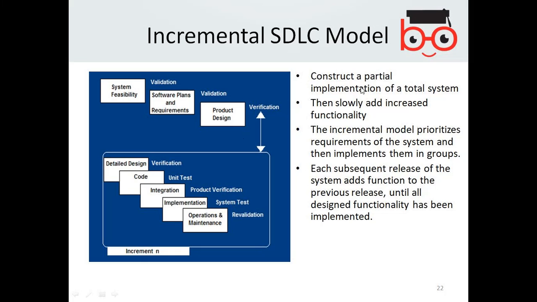So construct a partial implementation of a total system, then slowly add increased functionality. The incremental model prioritizes the requirements of the system and then implements them in groups. Each subsequent release of the system adds functions to the previous release until all design functionality has been implemented.